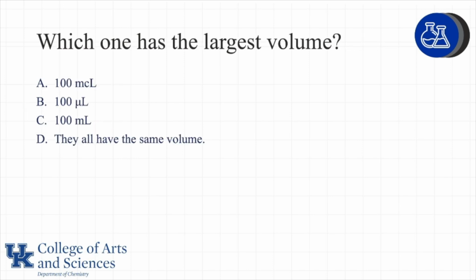Which one has the largest volume? The correct answer here is C, 100 milliliters. When we look at 100 mcl versus 100 μl, those both represent microliters, so those are exact amounts. We know that 1 microliter is much, much smaller than 1 milliliter. Therefore, 100 microliters will be much, much smaller than 100 milliliters.